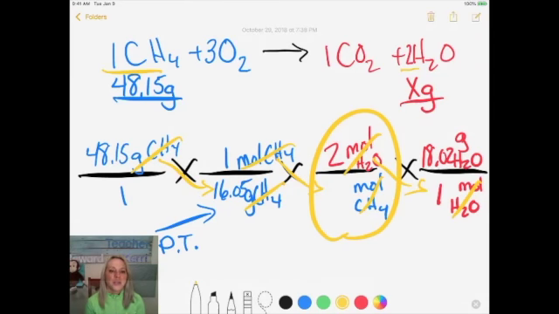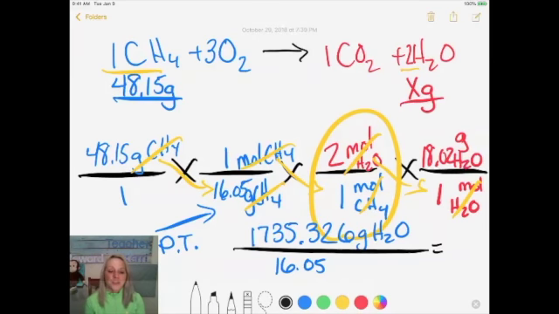So what we're going to do here is multiply our numerators on top and divide by the product of our denominator. So we're going to take 48.15 times 1 times 2 and times 18.02. So the product of our numerator is 1735.326 and continues on. We're going to leave that in our calculator. We're not going to do sig figs until the last step. Then we're going to divide by our denominator, which is 16.05.